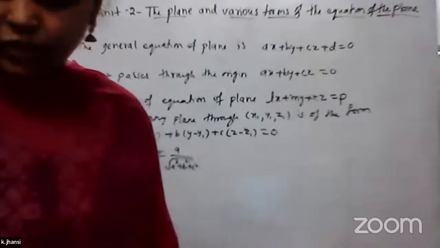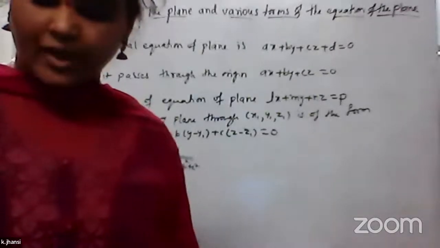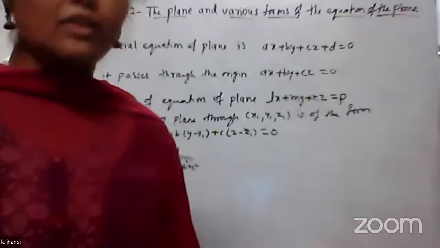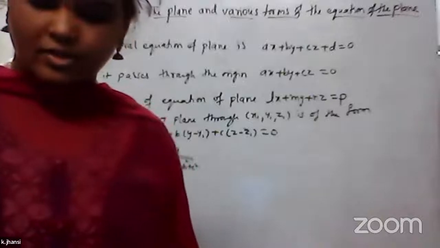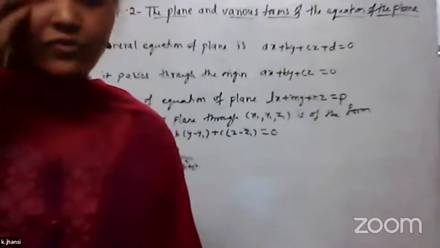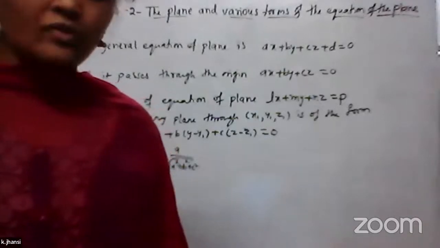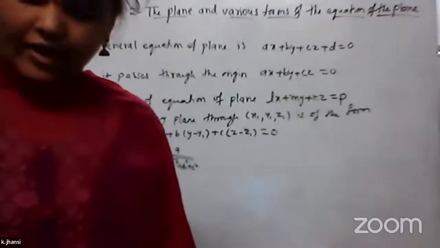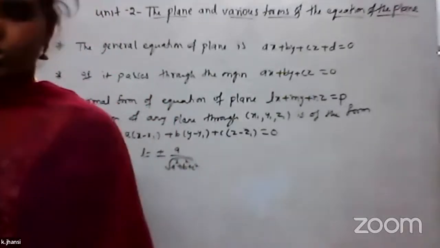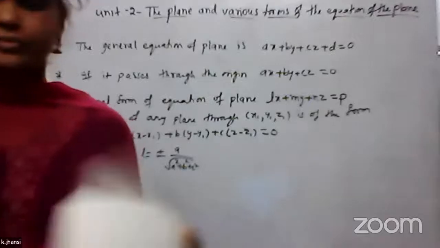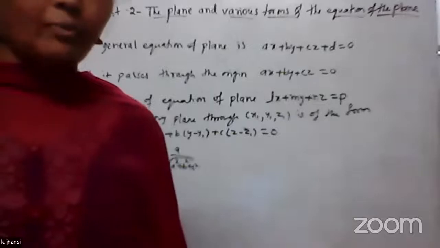And after that, you have a note there: the direction ratios of the normal to the plane are A, B, C. And the second important note is to find the perpendicular distance from the origin to the plane. Origin means 0, 0, 0, and the plane is ax plus by plus cz plus d equals 0. When you substitute, all these x, y, z values will become 0, and only d will be left.